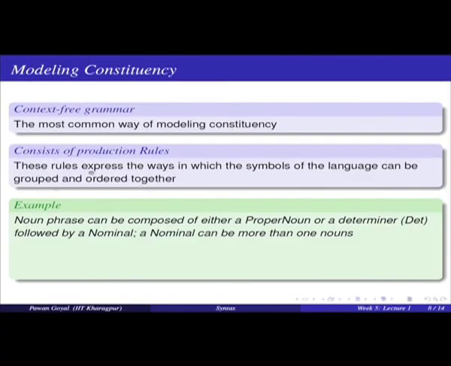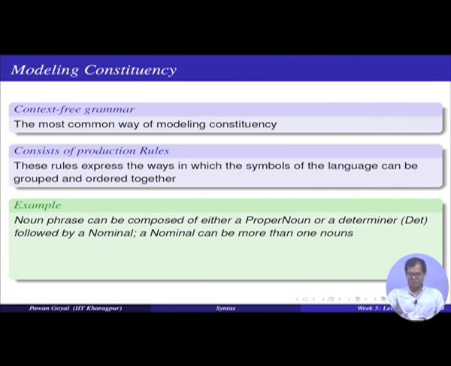So let us see one simple example. I want to model this fact in language. That is, a noun phrase can be composed of either a proper noun or a determiner followed by a nominal, where a nominal can be more than one noun. That is something I want to express about language. So how do I use the context-free grammar? I will say noun phrase is proper noun or determiner nominal, and nominal is noun or many nouns.